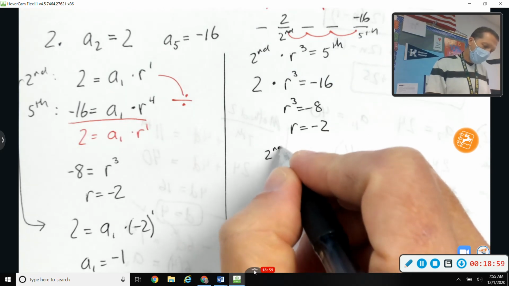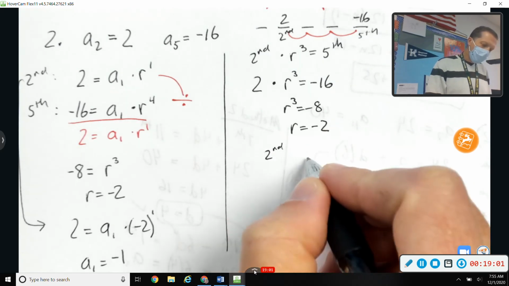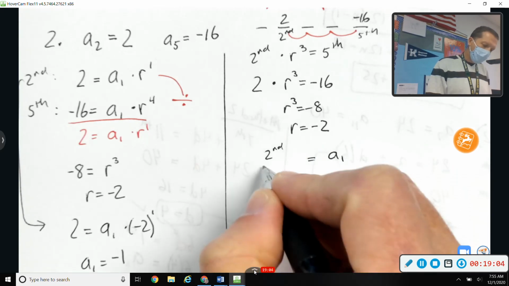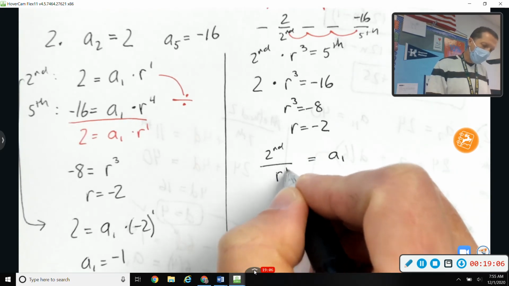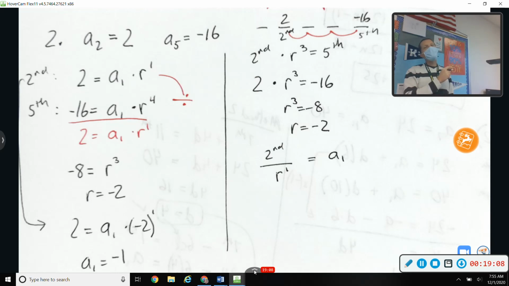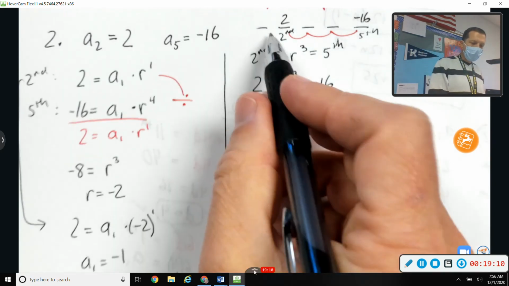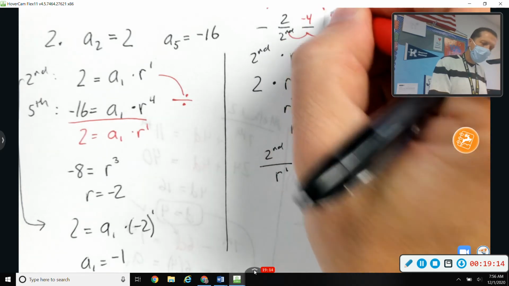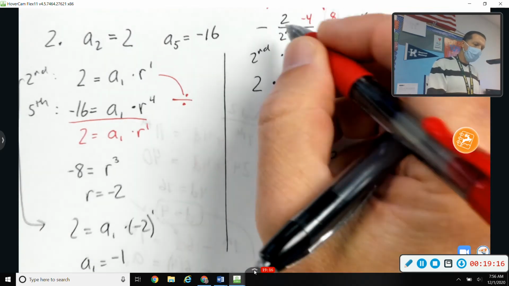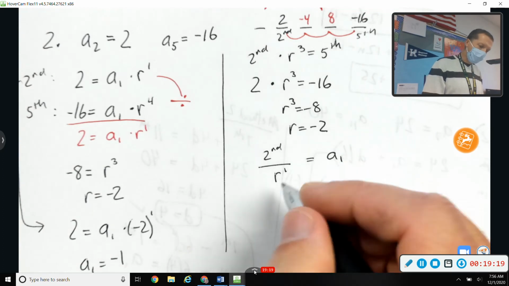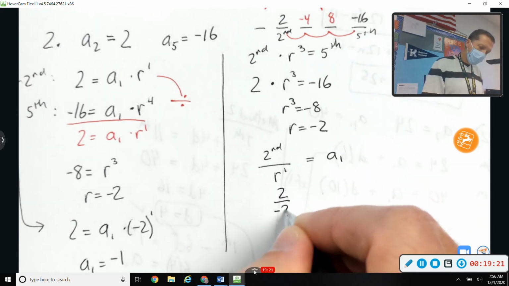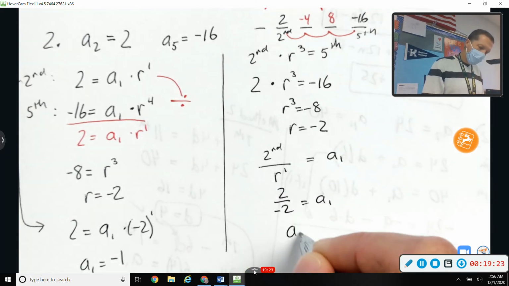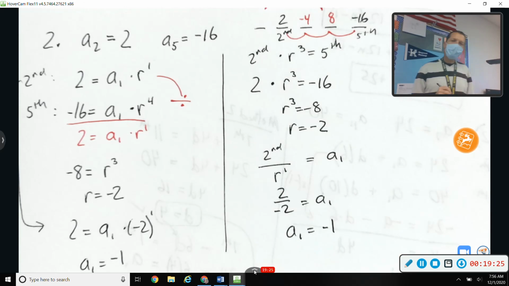And then my second term, I'm trying to get to A1, so I would need to divide by R 1 time to back up once to the first term. Again, maybe drawing it out helps, because you could also fill in the blanks there if you needed to. You're like, well, I need to back up one, so I'll divide by negative 2. And A1 is negative 1.